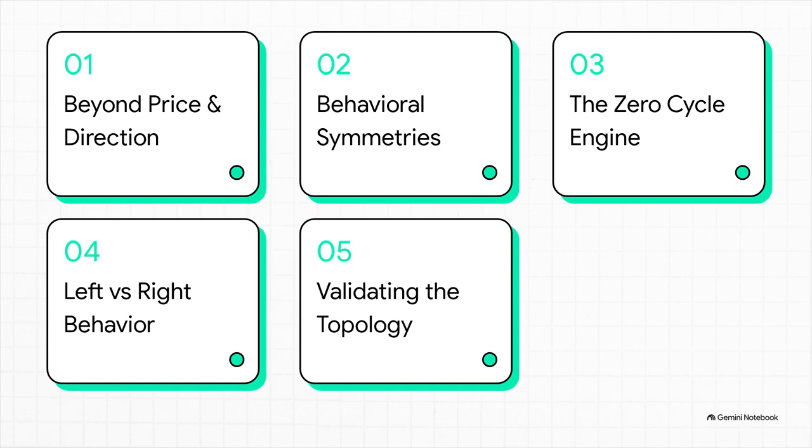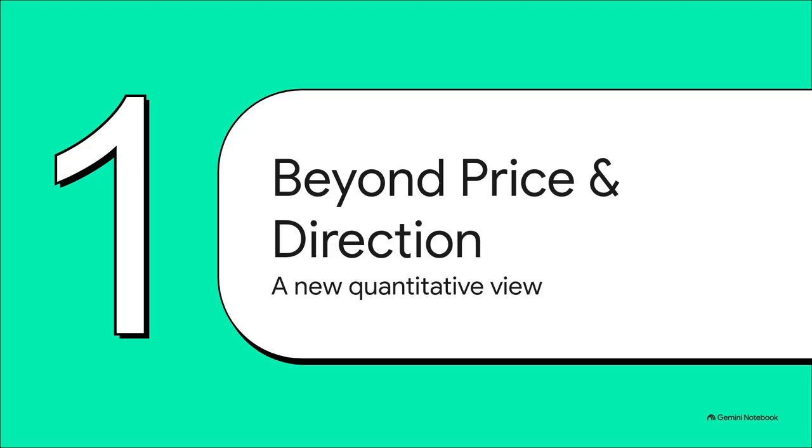So, here is our roadmap for today. We're going to briefly walk through these 5 steps to deconstruct this highly academic framework, starting with moving beyond simple price, all the way down to validating the topology with hard data. Let's get into it. Starting off with Section 1, Beyond Price and Direction.